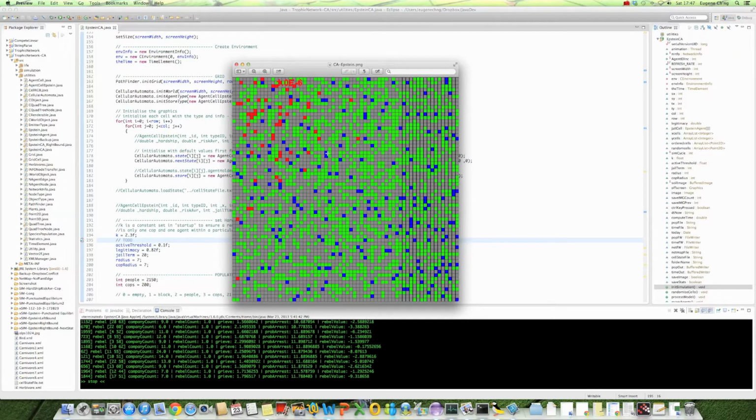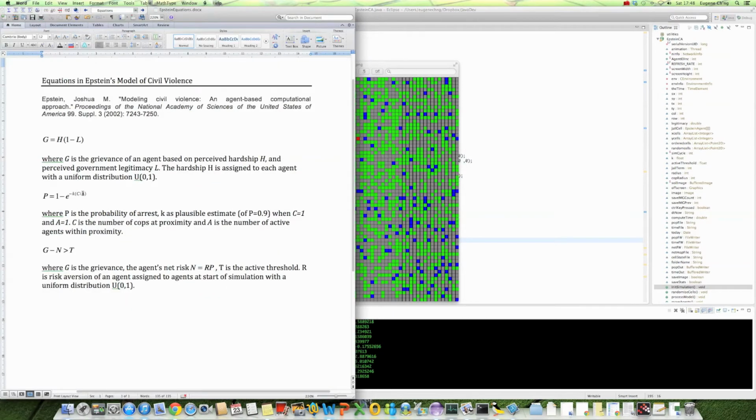Now, the calculation of net risk is also based on the steps. So if the agent is here, then 7 steps: 5, 6, 7. That's the area that the agent will evaluate, for cops and the ratio with the active agents. For example, if this agent is almost active and there are so many cops around, 1, 2, 3, 4, 5 cops within the proximity, then there's a high probability of this agent getting captured. So the agent will not rebel. But for this agent, because there are so few cops around and so many active agents around, these agents will actively rebel.